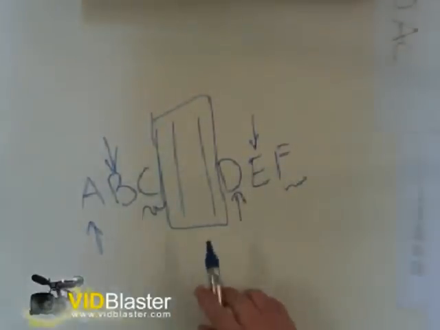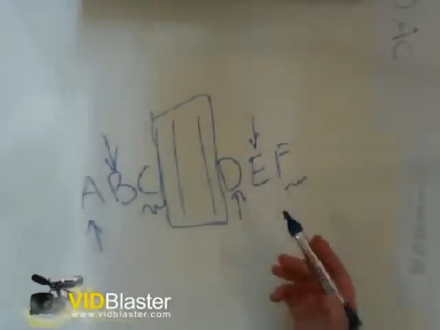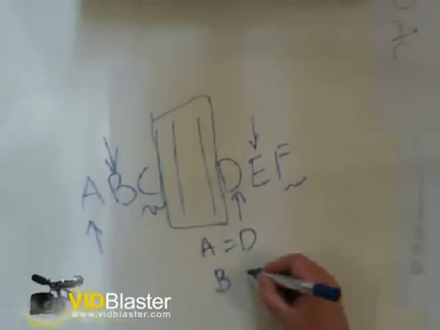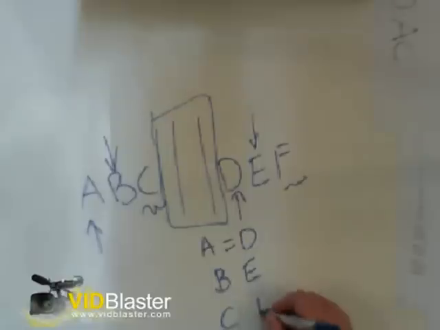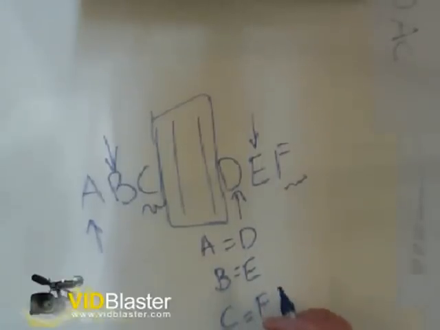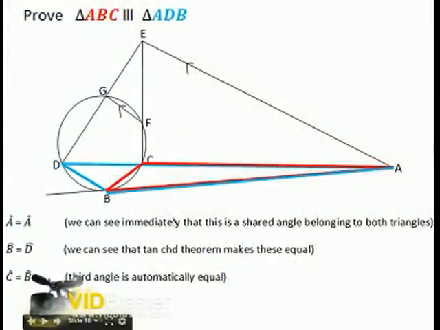So if they've asked you to prove that, you're halfway there, because in actual fact, you know that A must equal D. You know that B must equal E, and you know that C must equal F. And all you've got to do is look at that drawing and figure out which one will work. Now, if you look at that, you can see that A will obviously equal A because it's shared between the two triangles, the red and the blue.